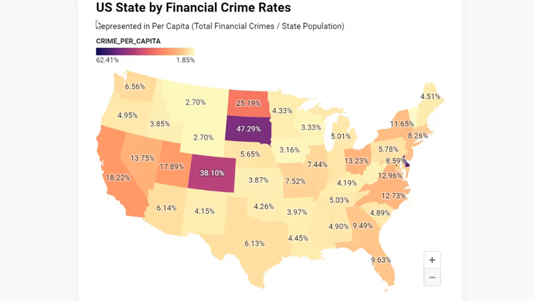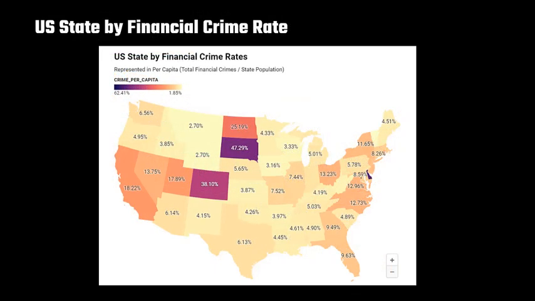Here, we're using a choropleth map, which shades each state according to the total count of fraud. Darker shades indicate higher counts, while lighter shades indicate lower counts. We like the choropleth map because it's great for visualizing geographical distribution and identifying regional patterns.